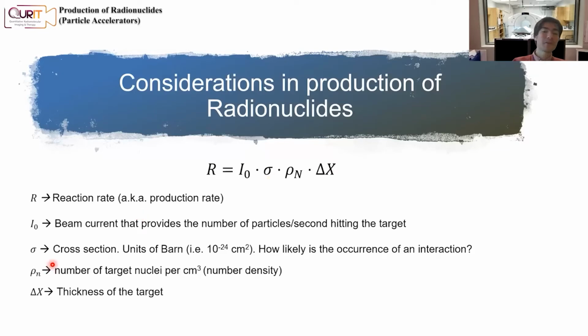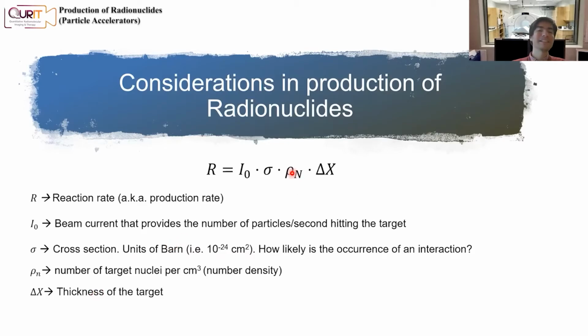It depends on the cross section of the reaction. The cross section is basically how likely the occurrence of an interaction is. If I throw a proton at a particular nucleus, how likely is it that the proton is actually going to go into the nucleus? It's not exactly a probability because it has units of centimeters squared, but it gives us basically the area of interaction, which has units of barn. So 1 times 10 to the minus 24 centimeters squared is something that we call a barn.